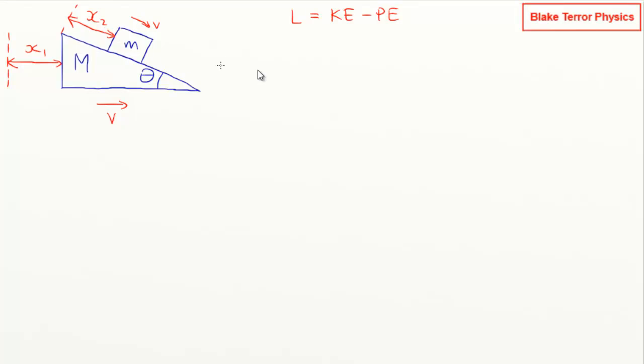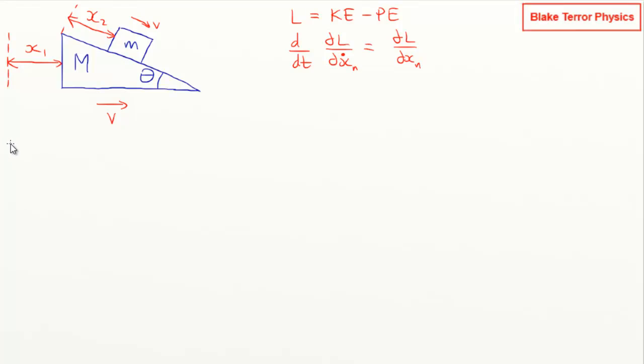For each one of our dimensions in our configuration space, we need an Euler-Lagrange equation. So our Euler-Lagrange equations are the time differential of the Lagrangian with respect to velocity, and that is equal to the partial differential of the Lagrangian with respect to position. So we're going to have two Euler-Lagrange equations, one for x1 and one for x2. So these are the things that we need to set up.